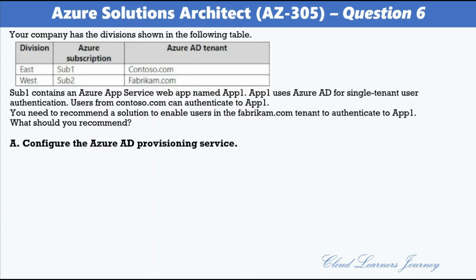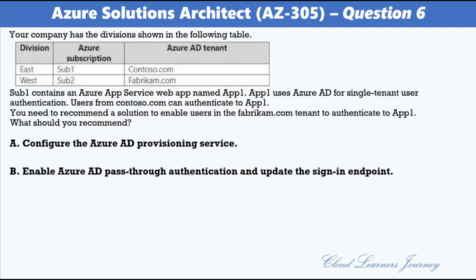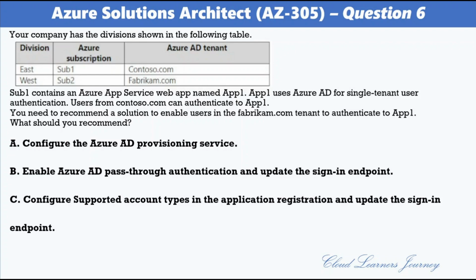What should you recommend? And the options are A. Configure the Azure AD provisioning services. B. Enable Azure AD pass-through authentication and update the sign-in endpoint. C. Configure supported account types in the application registration and update the sign-in endpoint. D. Configure Azure AD join.